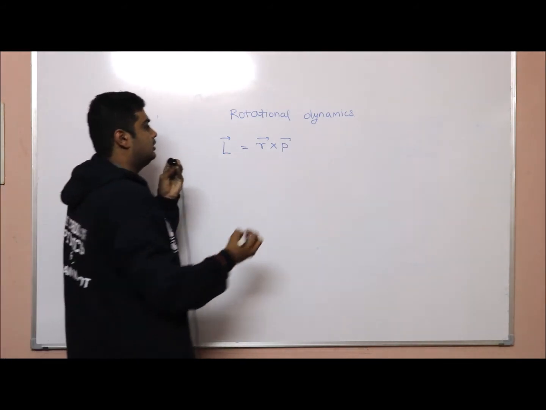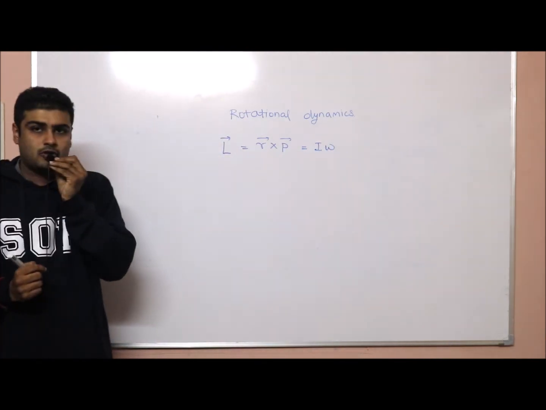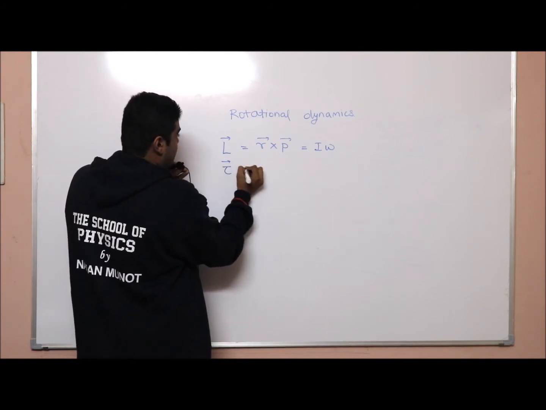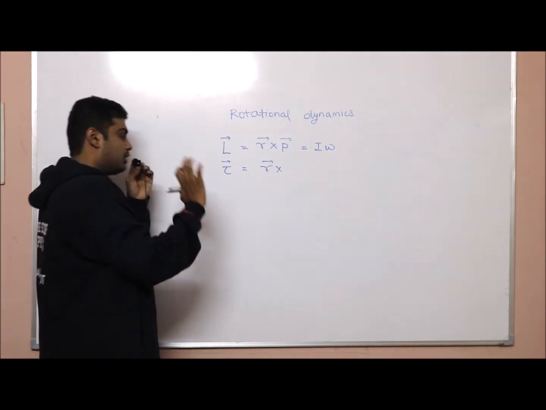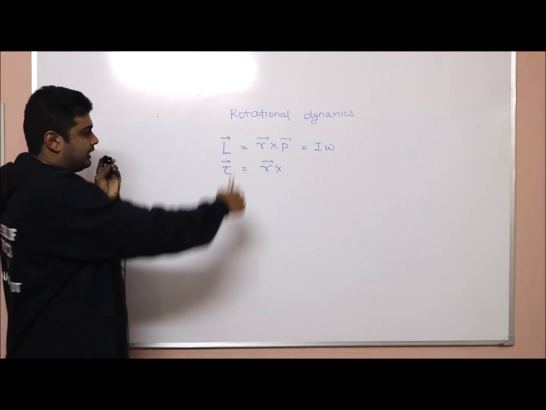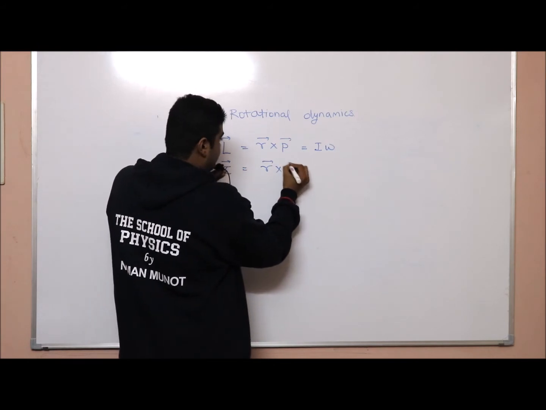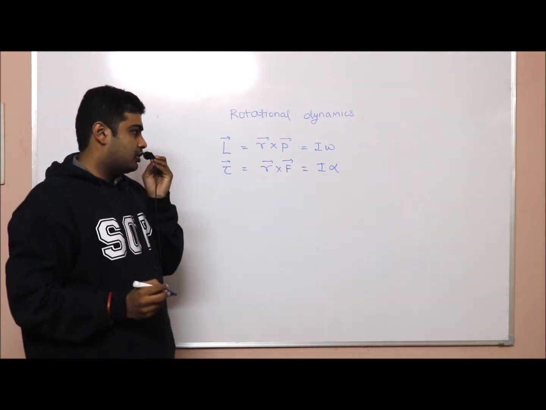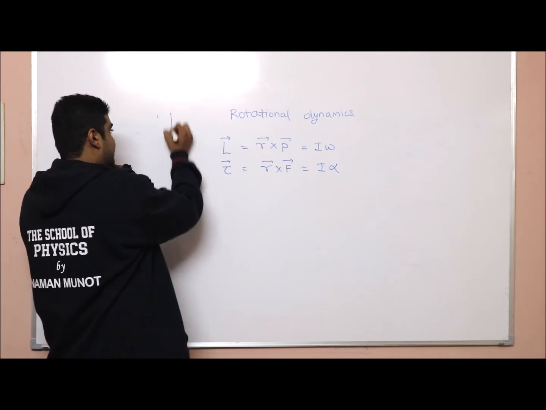Okay, and this is also I omega. We have to remember this directly. This is also called I omega. And torque vector is equal to r vector cross f vector. Torque about any point is the distance vector of that point cross the force that is applied on that point, that is r cross f. We can remember it as I alpha. Omega is the angular velocity and alpha is the angular acceleration of any rotating body.